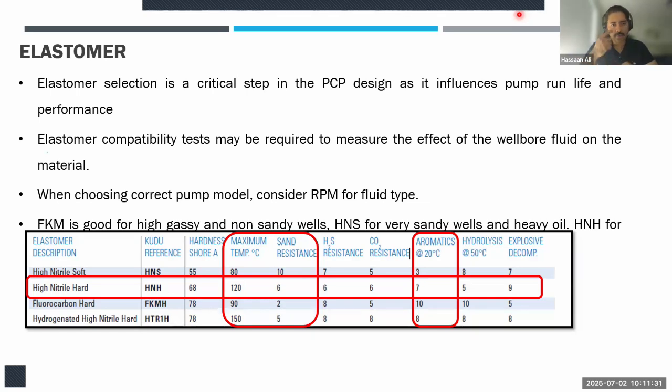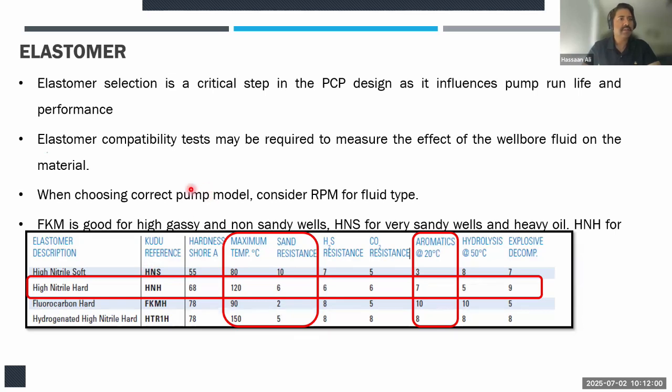We have four main types of elastomers. The composition of these elastomers varies from supplier to supplier, but essentially there is a high nitrile hard, high nitrile soft, fluorocarbon hard, and hydrogenated high nitrile hard, which is HHNH. Commonly used elastomers are high nitrile hard, followed by high nitrile soft.